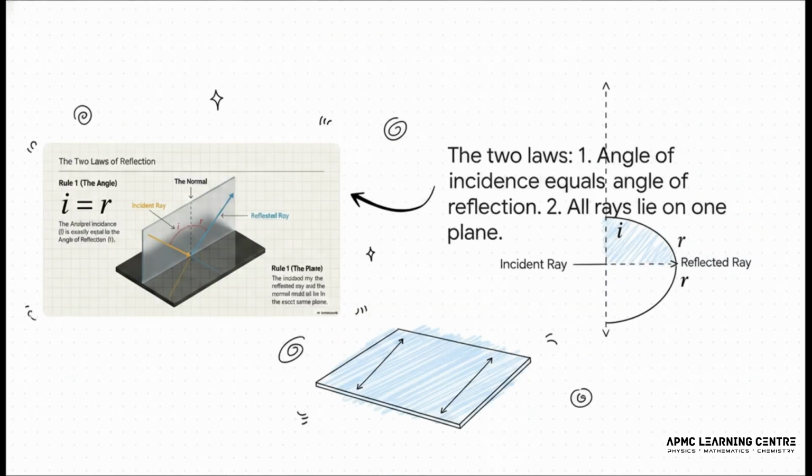All of reflection, no matter how complex it seems, just boils down to two incredibly simple, unbreakable laws. First, the angle of incidence, that's the angle between the incoming ray and the normal, is always exactly equal to the angle of reflection. And second, all three of those lines, the incident ray, the reflected ray, and the normal, all lie on the exact same flat surface or plane.